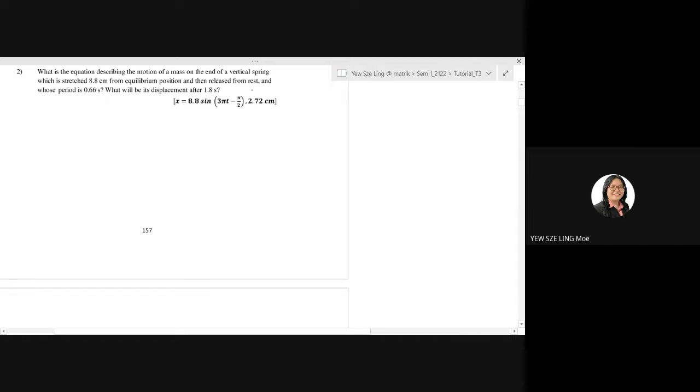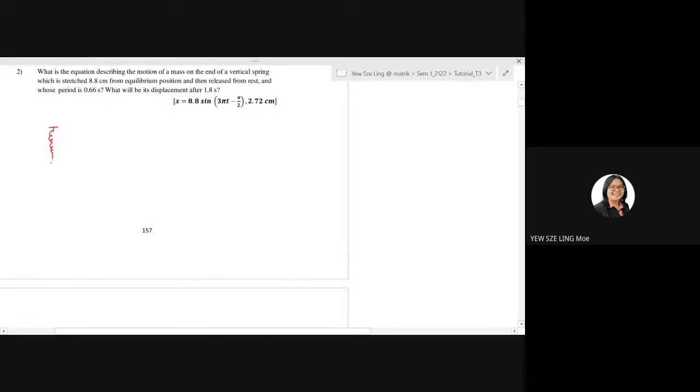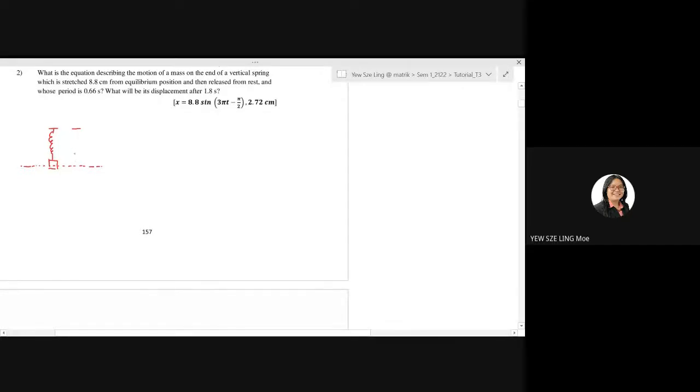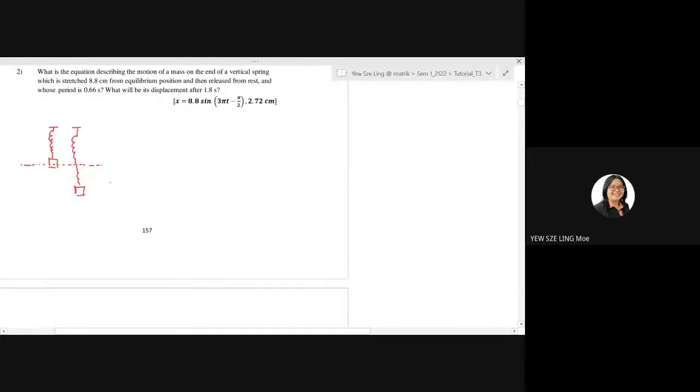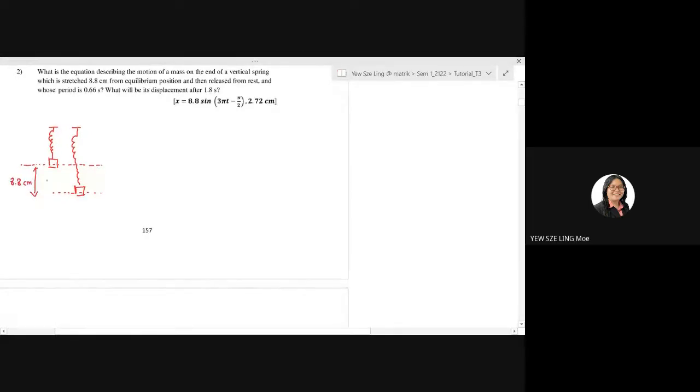So how are we going to solve these questions? First of all, we need a diagram. So this is the initial position of your object. So what happened now is you stretch the spring. So now your object is located 8.8 cm below equilibrium position. It's important. Why? You'll find out soon.